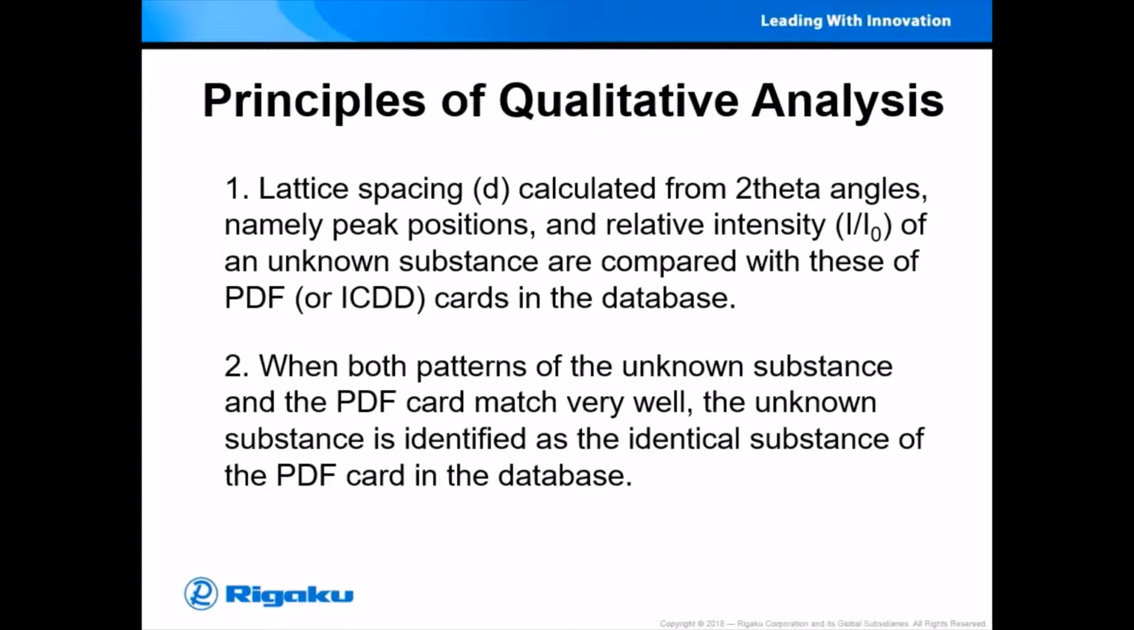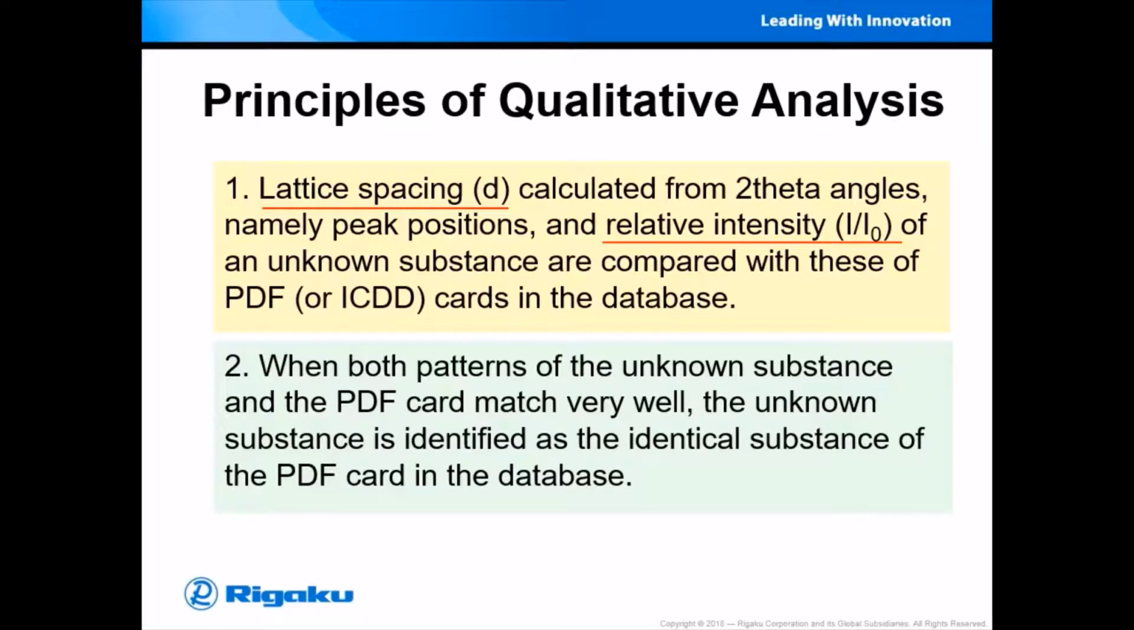The way of determining the presence of a substance in a sample is by comparing a pattern of an unknown sample, for instance, with that of a PDF card data in the ICDD database. Any X-ray diffraction pattern is characterized by a set of lattice spacing d values, which are calculated from diffraction peak angles depending on the wavelength of a target metal, and a set of relative intensity of peaks, I over I naught. We can identify a substance by comparison and verification of lattice spacing d values and relative intensities between an unknown and a PDF card.